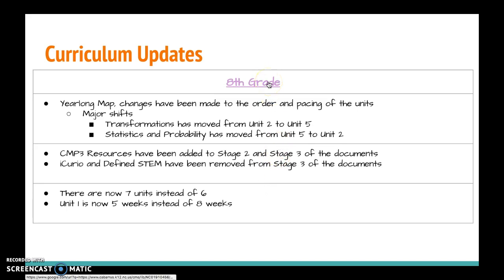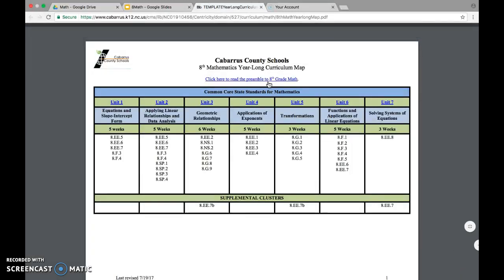If you want to click this link, this will take you to the year-long map for 8th grade so that you can see these changes in more detail and compare them to last year.